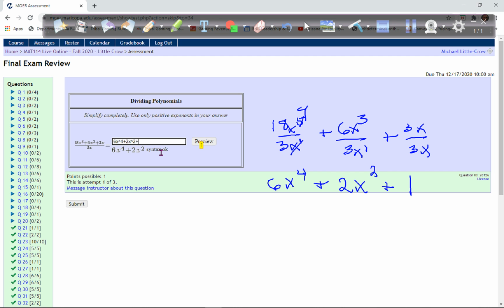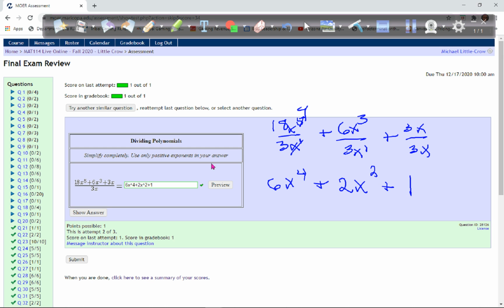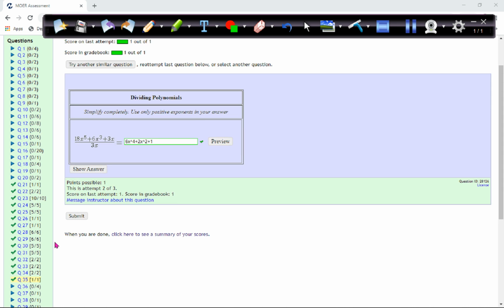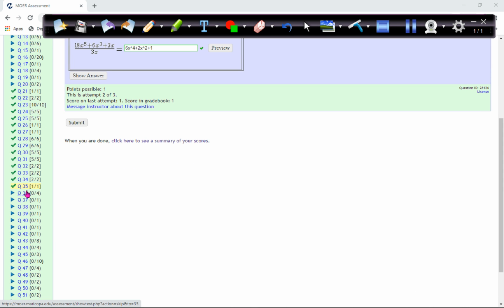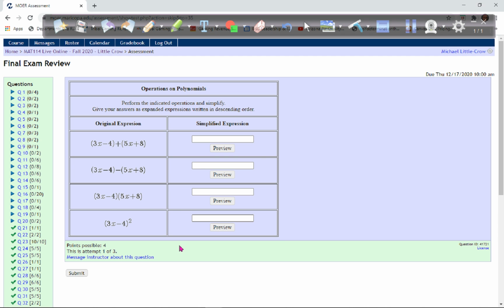squared plus 1. Syntax okay. So we can get 36. Lots of review here.